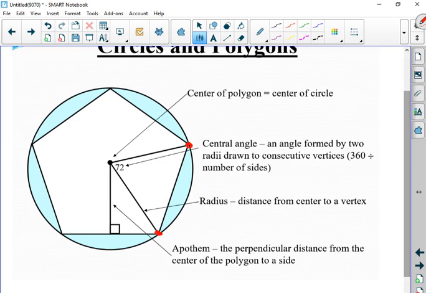Okay, and you get that by doing 360 degrees, because that's what's in a circle. And if you think about it, if you turn around in a circle, you turn 360 degrees, divided by the number of sides. So 1, 2, 3, 4, 5, which also is 1, 2, 3, 4, 5 vertices. So when we do 360 divided by 5, we get 72.